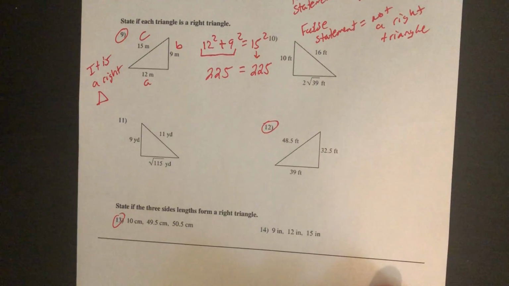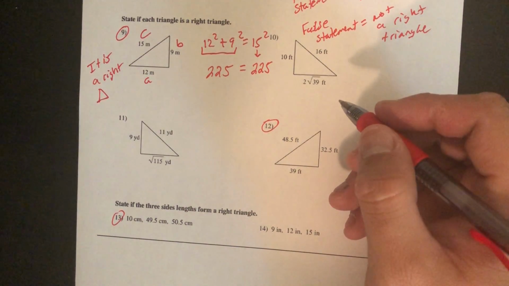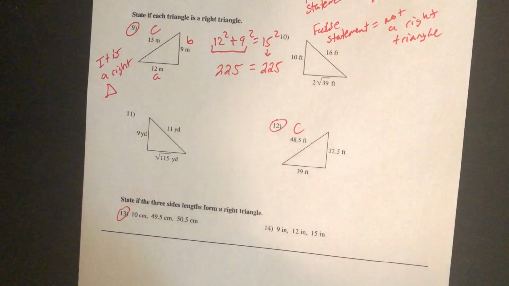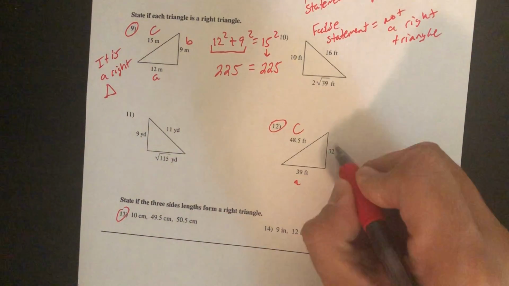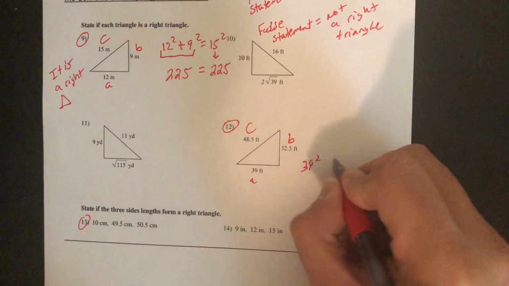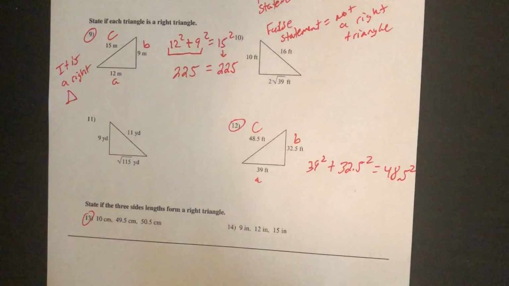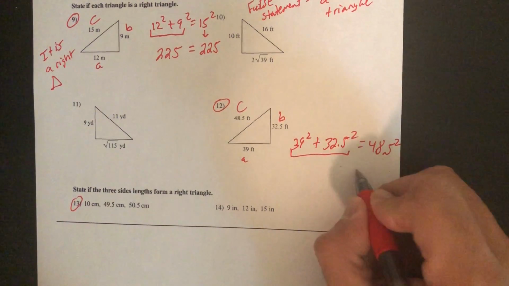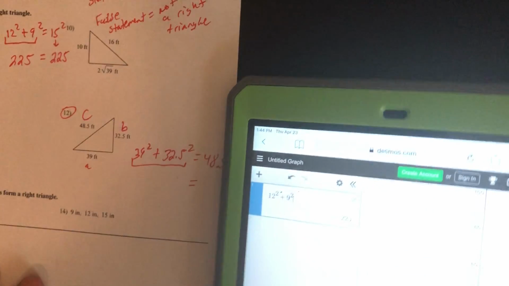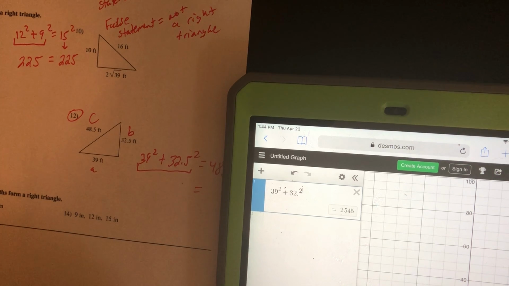Now let's look at number 12. The largest side is C, which is 48.5, and the other two sides could be A and B. Okay? So A squared, which is 39 squared, plus B squared, which is 32.5 squared, equals 48.5 squared. Okay, so let's combine and evaluate that part of the equation. So here we go. 39 squared plus 32.5 squared.